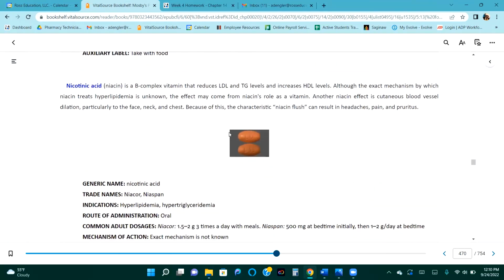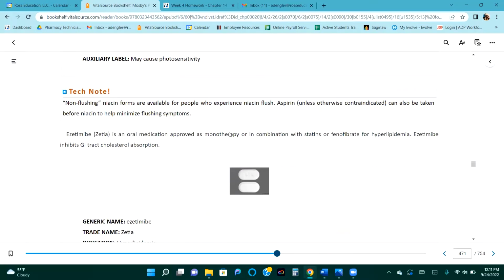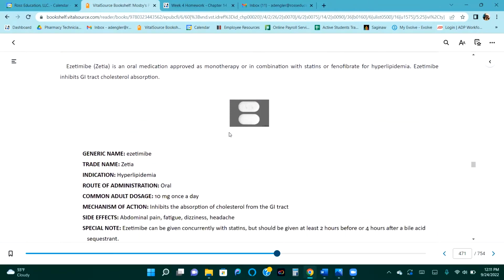Nicotinic acid, niacin, is a B complex vitamin that reduces LDL and TG levels and increases HDL levels. Although the exact mechanism by which niacin treats hyperlipidemia is unknown, the effect may come from niacin's role as a vitamin. Zetia is an oral medication approved as a monotherapy or in combination with statins or fenofibrate for hyperlipidemia.